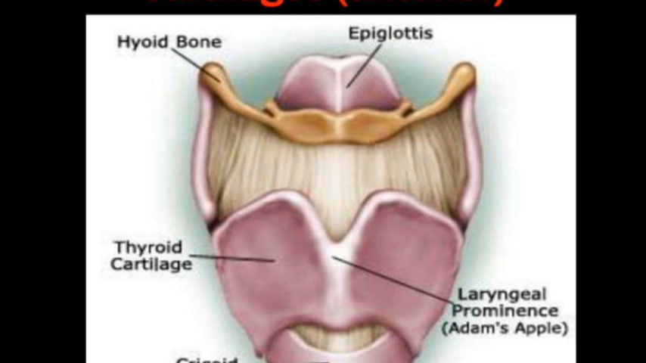Now when we talk about the surrounding boundaries of the larynx, superiorly we have the tongue and the hyoid bone. Inferiorly it continues as the trachea. Laterally we have the thyroid gland and muscles of the neck. Posteriorly we have the laryngopharynx and the C3 to C6 cervical vertebrae, and anteriorly we have the soft tissues and muscles of the neck. So this is all about the larynx.